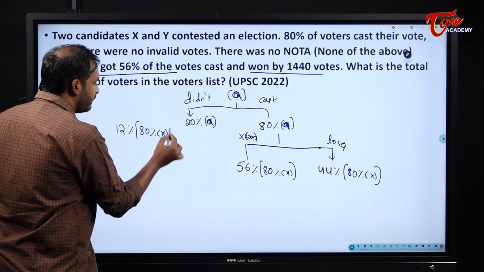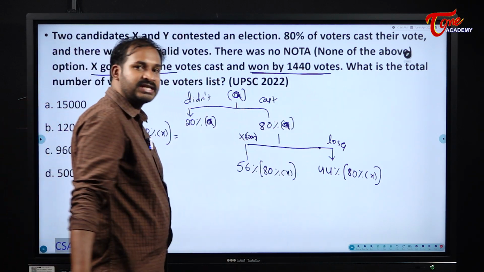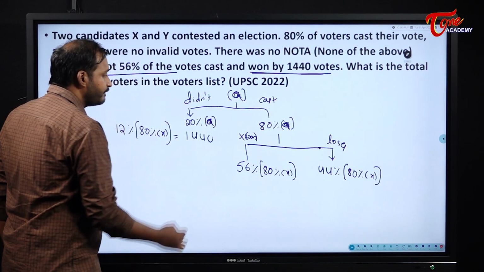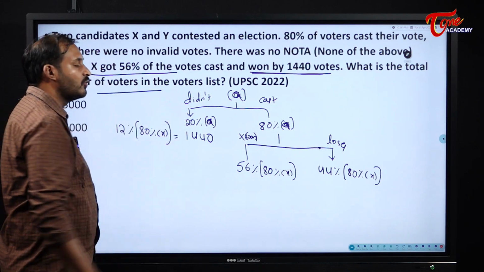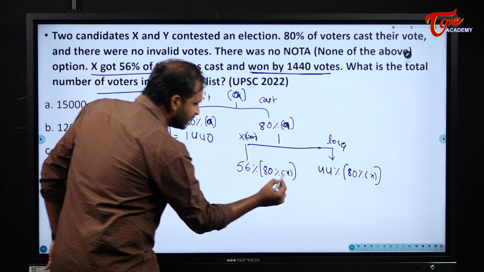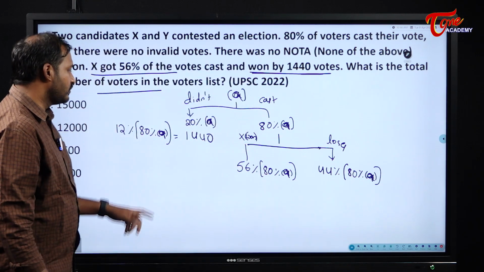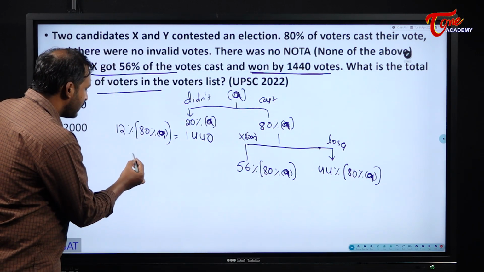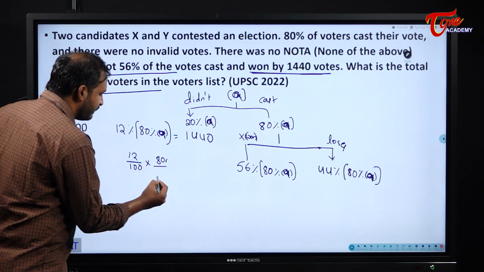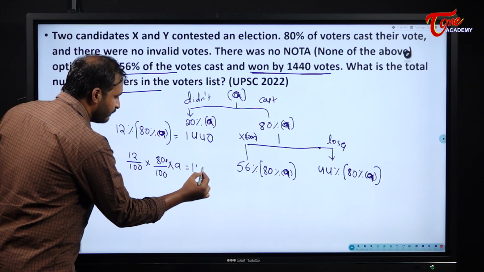The majority is 12% of 80% of X, which in turn is equal to 1440, because this is nothing but the majority only. So this value is equal to 1440. What is the total number of voters in the voter list? That is nothing but we need to find the value of A here. We need to find the value of A. So now what happens to A? 12 by 100 into percentage. I am removing the percentage and converting that into a fraction. Into A, into 80, that is equal to 1440.